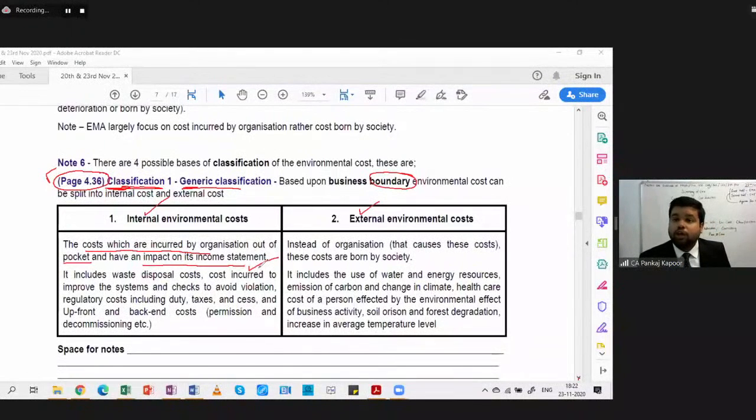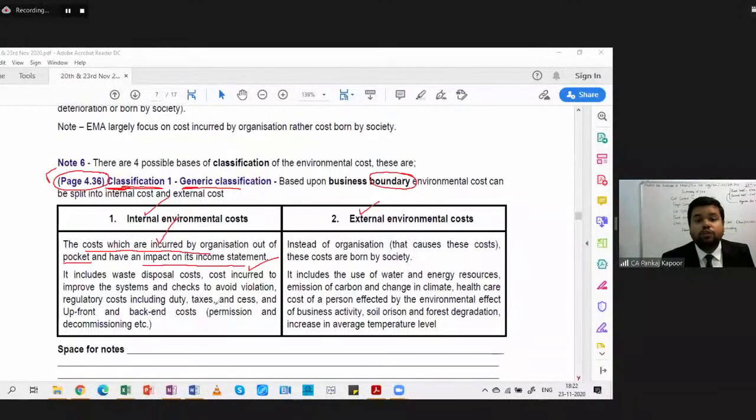It will be recorded on either the debit side of the trading account or the debit side of the P&L account, depending upon the nature of the cost, direct or indirect. But it will be written in the company's income statement. What kind of cost can be included here?